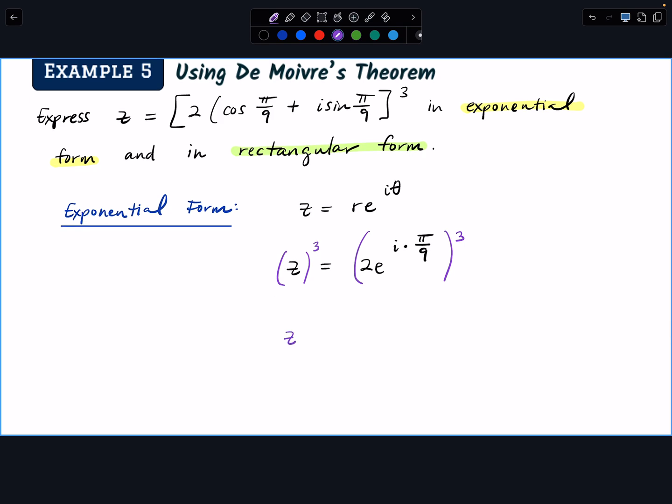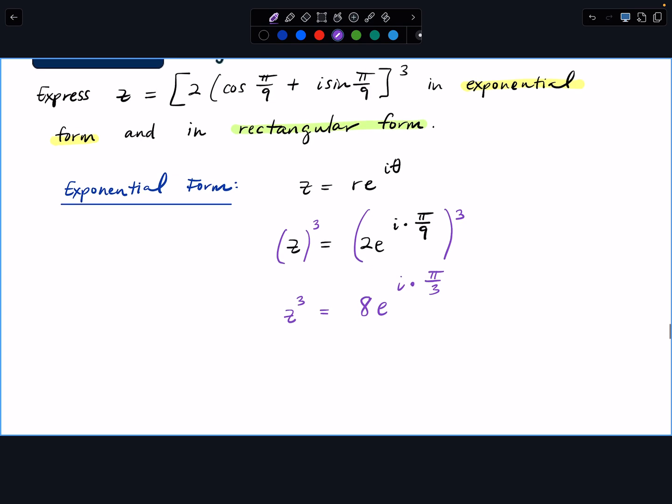So then z cubed is going to be, what does my rule say I need to do? Do I just leave this as 2? What do I have to do with the 2? Cube it. What's 2 raised to the third power? That's just 8 times e raised to the i times, what do I do with this number and the power of 3? Multiply them. Pi over 9 times 3 is pi over 3, because pi over 9 times 3 would be 3 pi over 9, and 3 pi over 9 reduces to pi over 3. Okay? Remember, what are you guys allowed to use on these problems? You can use a calculator to check your work. Okay? So guess what? This is my answer.